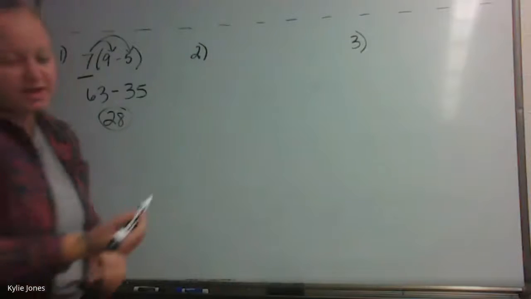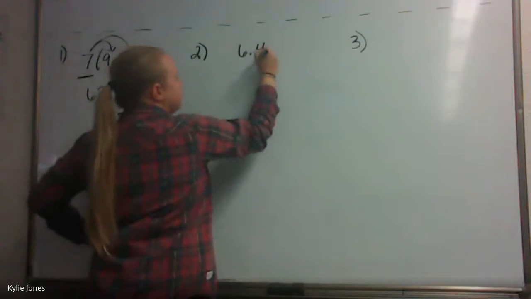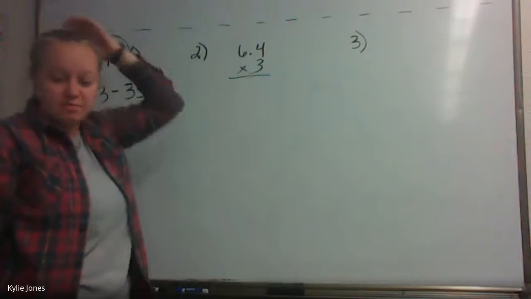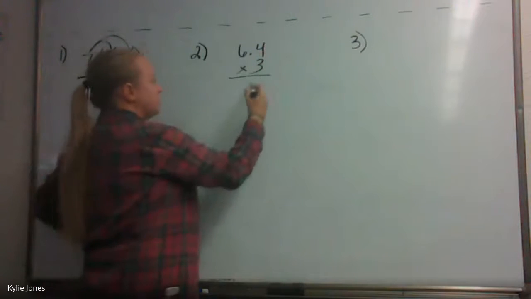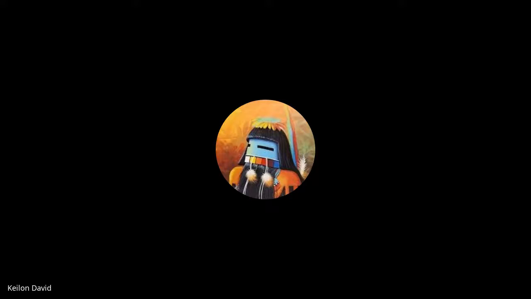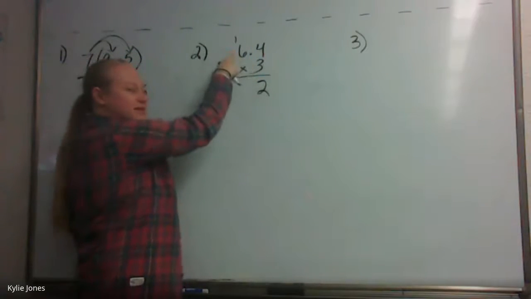Okay, number 2, we're multiplying 6 and 4/10 times 3. Remember, when you multiply decimals, you do not need to line them up. You just multiply like normal. So what's 3 times 4? 12. Carry your 1. Then 3 times 6 is what? 18. Plus 1, 19.